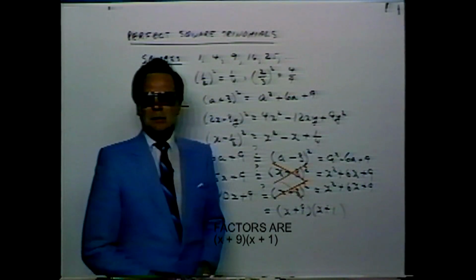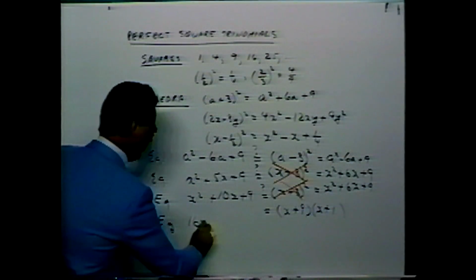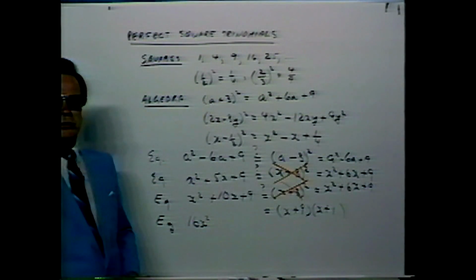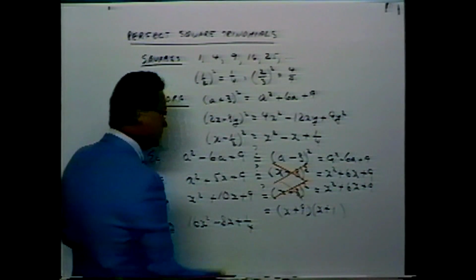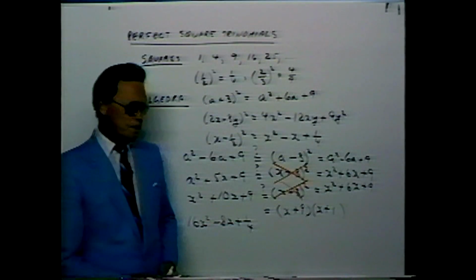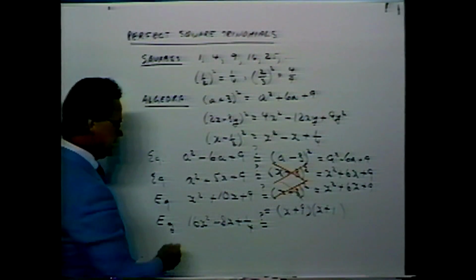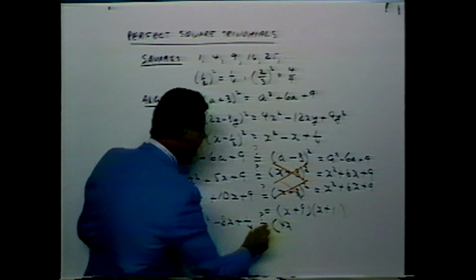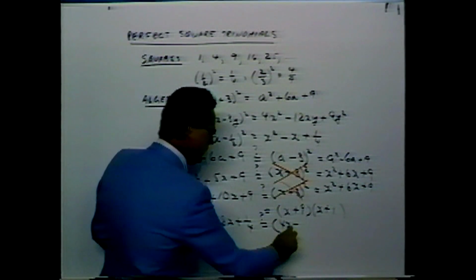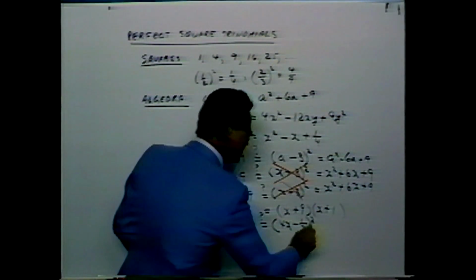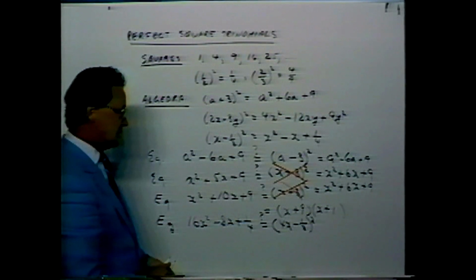Here is another example. I have 16x squared, which is certainly a square on its own, minus 8x plus 1/4, and 1/4 is a square on its own. So the possible answer here is that this equals (4x - 1/2) quantity squared. That's the question, and that seems to be a possible answer.